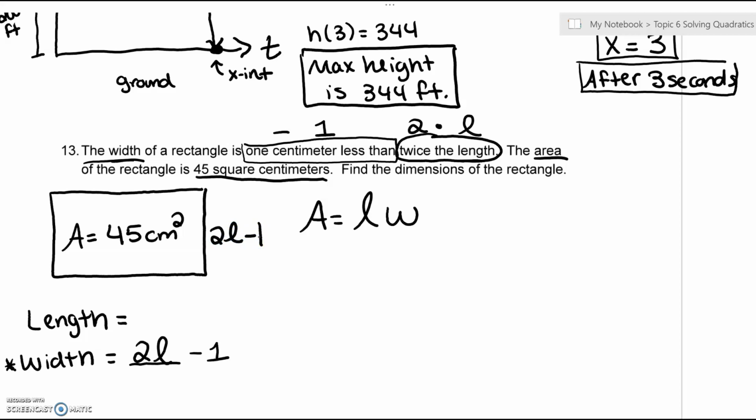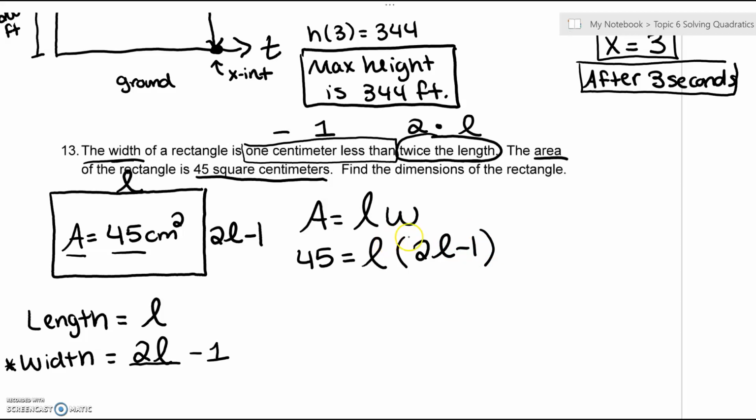I didn't get told what to use for the length, so we're just going to define the length as L, okay? And now I have enough to use my area formula. It tells me in the word problem that A equals 45, so we're going to let 45 replace A. That'll equal, I said my length is just L, and I have my width defined as 2L minus 1. And then we can just start to solve this.